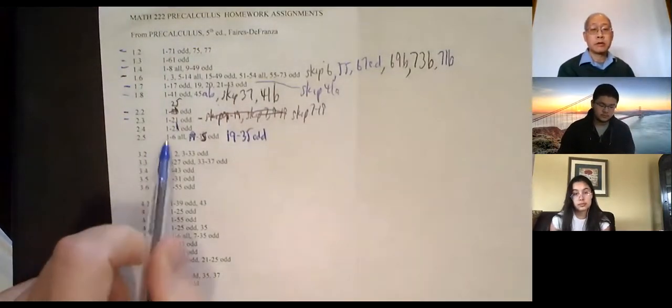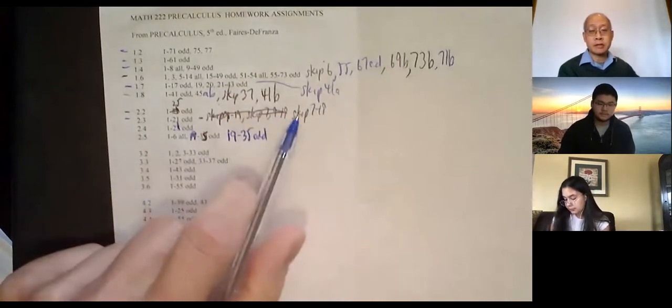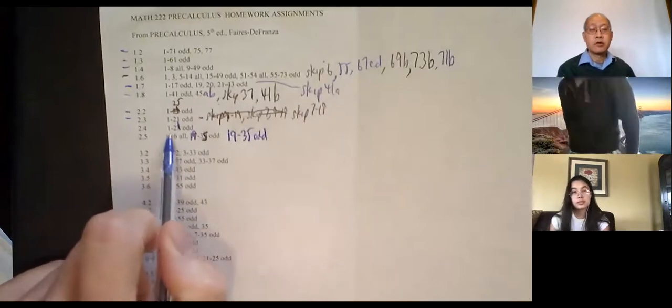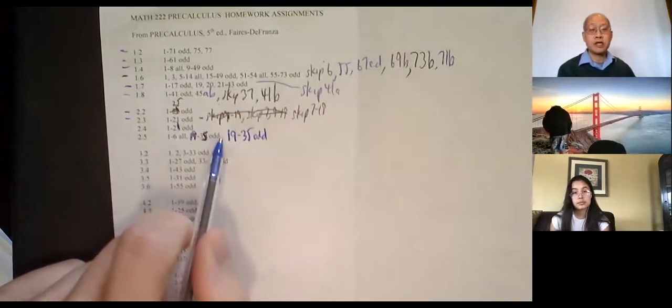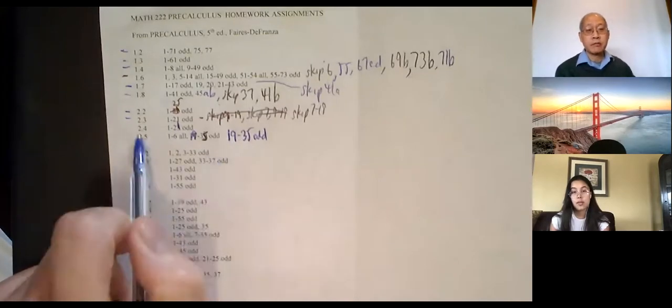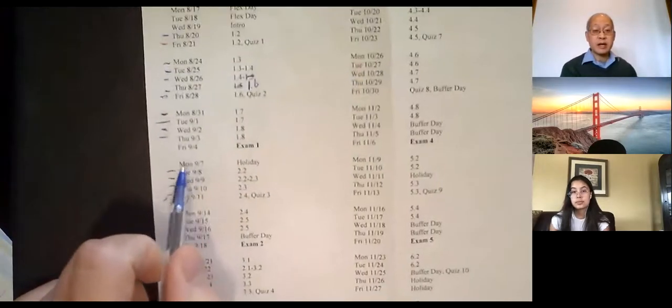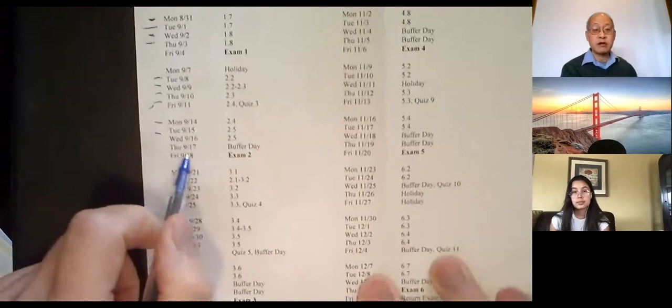Okay, so please note those. 1 to 25, 1 to 21 odd, skip 7 through 19. 2.4, 1 to 21 odd, 2.5, 19 to 35 odd. We're still on schedule to take an exam on Friday, but you can see there's much fewer sections than the first test. It doesn't cover as much material. And where are we? We are over here.